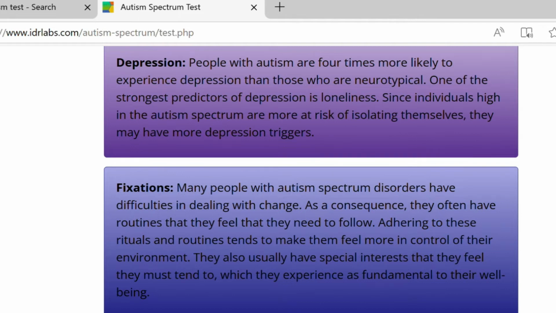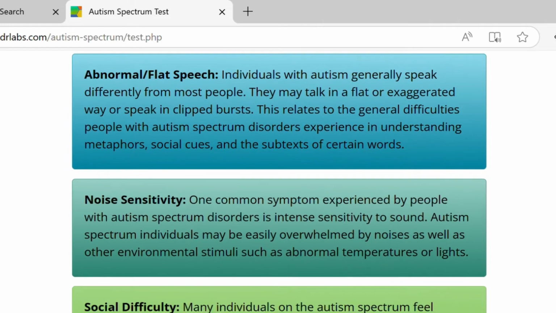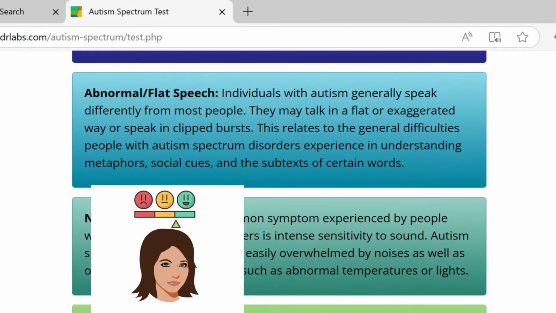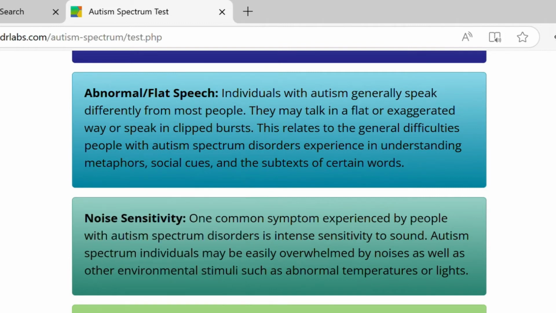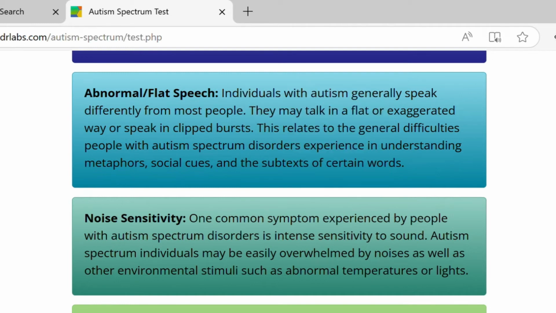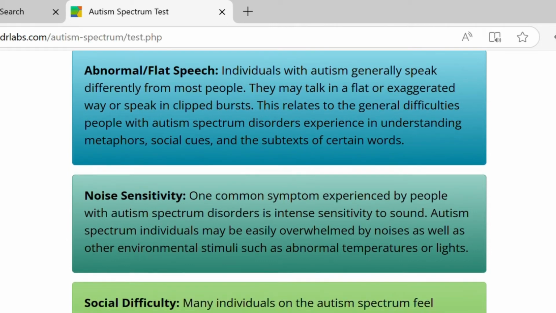So the next one is abnormal or flat speech. A lot of us have flat intonation. We can experience trouble understanding social cues, metaphors, things like that. The next one is noise sensitivity. A lot of people who are autistic can have trouble or be overwhelmed by noises, as well as lights, temperatures, pain, sensitivities, smells, things like that.